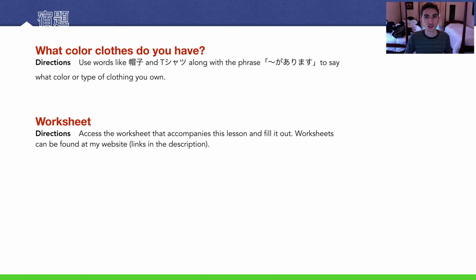And our shukudai, our homework. What color clothes do you have? All right, use words like boshi and t-shatsu, okay, with ga arimasu. But also throw in an adjective before the clothes. So you can say, I have a green shirt, midori no boshi, shirt, t-shatsu ga arimasu, okay? Something like that, all right?